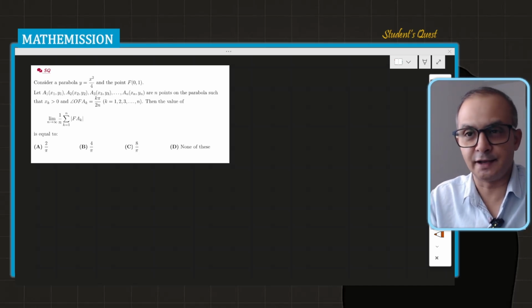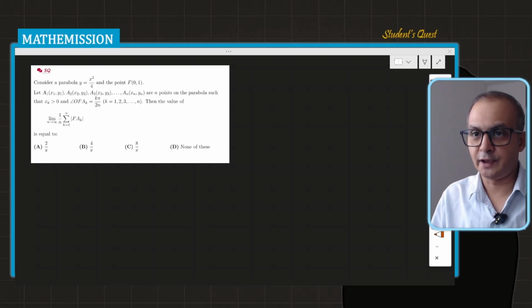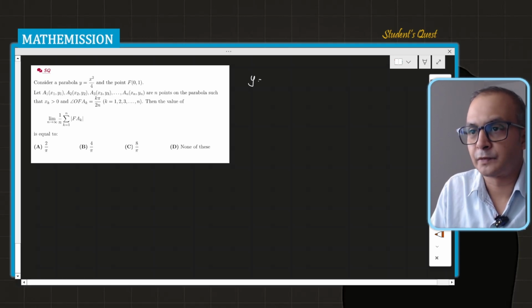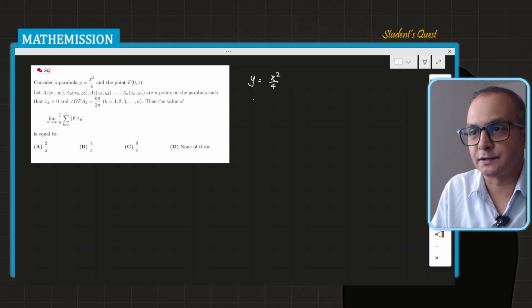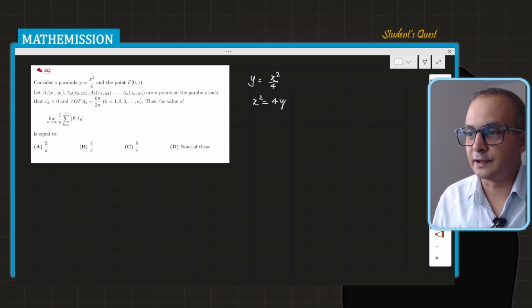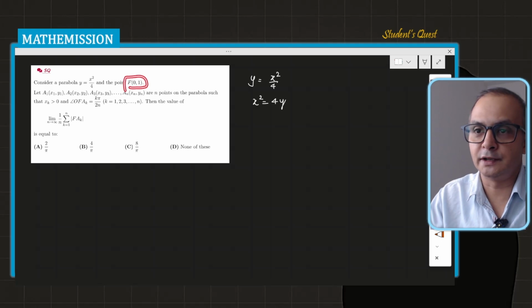The question says: consider a parabola whose equation is given as y = x²/4. It means I can see that this is nothing but x² = 4y. And the point F is given, that is (0, 1), which is the focus of the parabola.